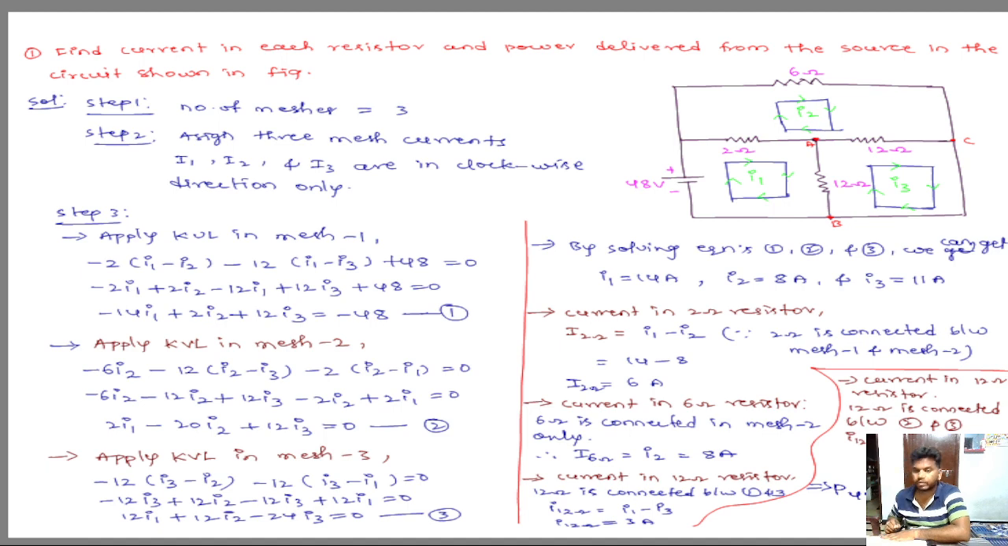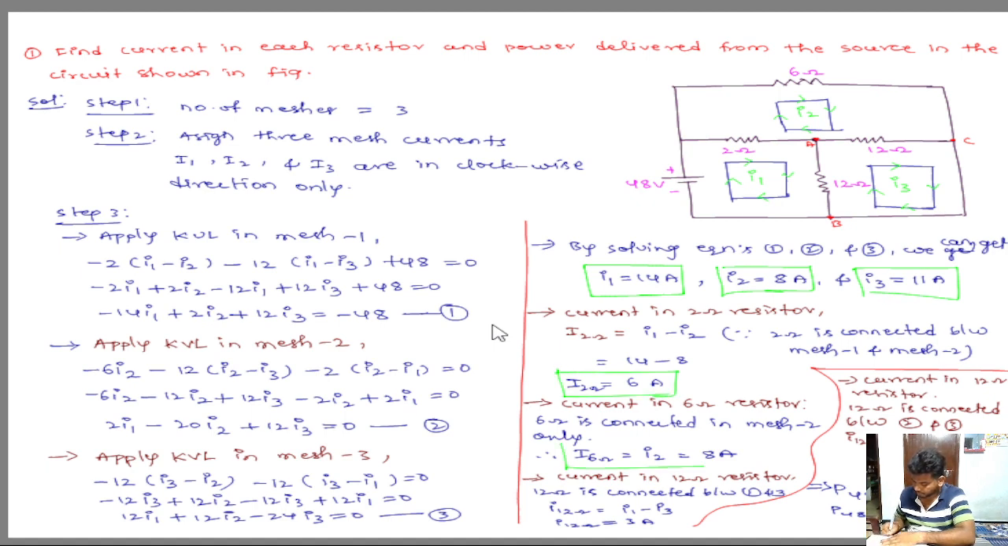P 48 volts is equal to V times I. V is 48 and I is 14, which is equal to 672 watts. This is the solution of the circuit, where we calculated the currents by using mesh analysis.